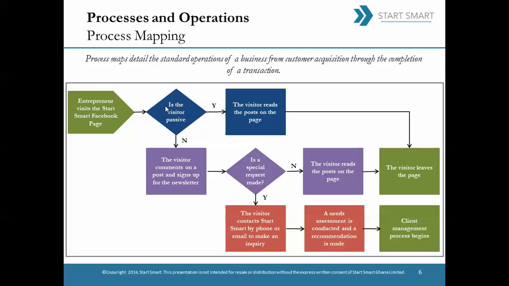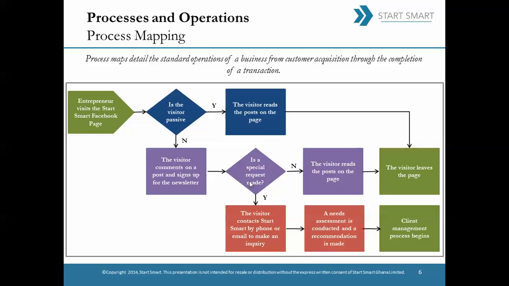Is the visitor passive? That is, are they just coming to read the post on the page? If yes, the next step is that they read the post on the page and they end up leaving the page, and that's the end of their actions. But if the visitor is not a passive one and they decide to comment on a post or sign up for our newsletter, you then go on and say, is a special request made?